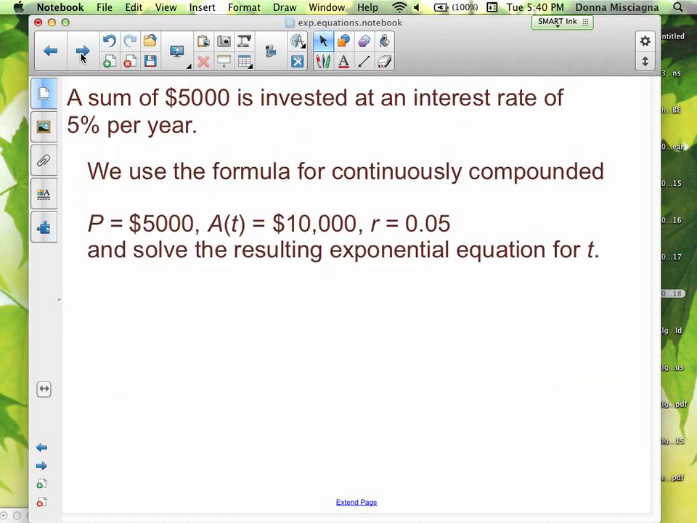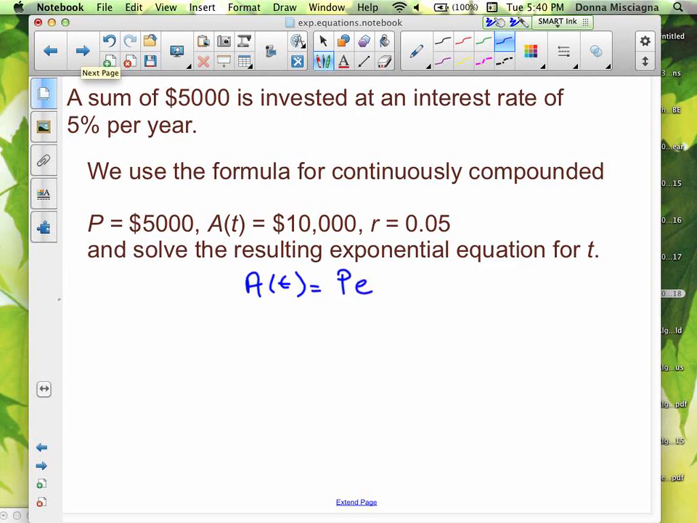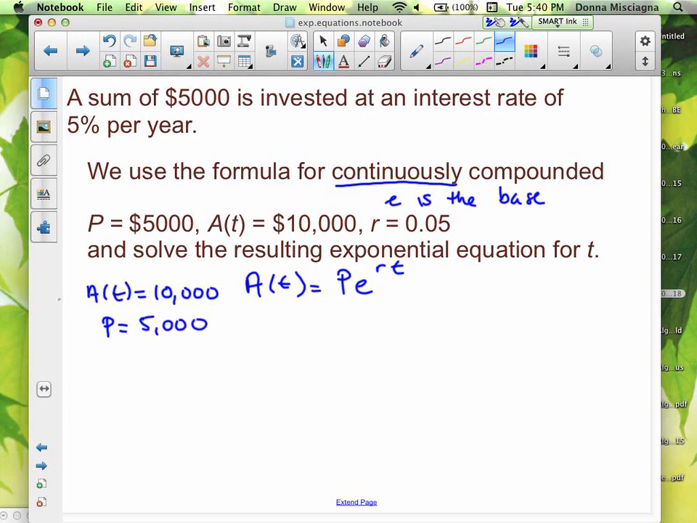And actually, this is an easier equation to solve because we have a really friendly little formula, right? Our amount is our principal times e, which is our base if it's continuous. Whenever we see continuous, we know e is the base. So we have P e to the rt power. And so we know A of t is going to be $10,000 because we want our money to double. We're starting off with 5,000. Our interest rate is 5%, and time is what we're solving for.